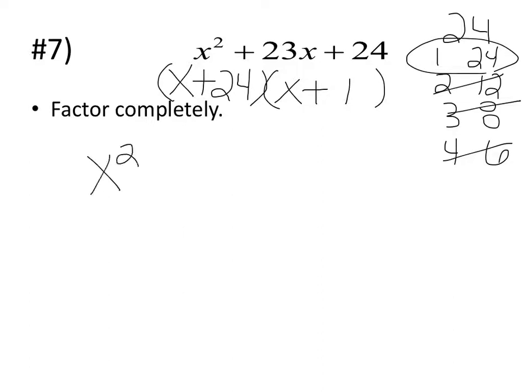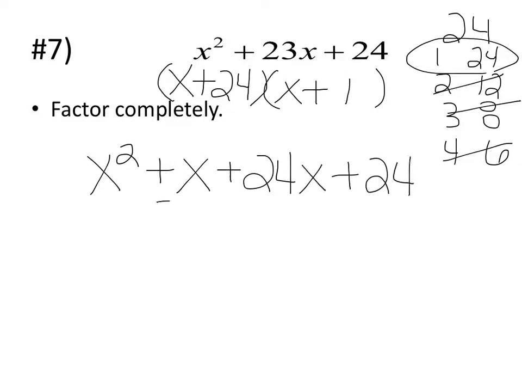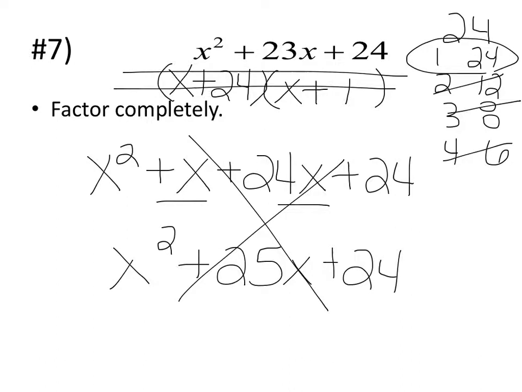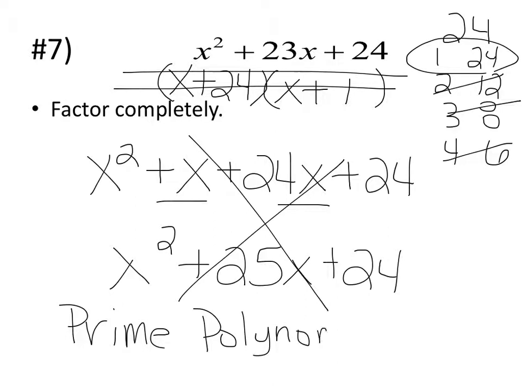X times x is x squared. X times 1 is x. 24 times x is 24x. And 24 times 1 is 24. When I add together my like terms, I get x squared plus 25x plus 24. That is not what I started with. This says 25, that says 23. So this is incorrect. So let's see if there's any other factors that could give me 24 or 23. There aren't. So this is actually a prime polynomial, which means you can't factor it any further than it already is.